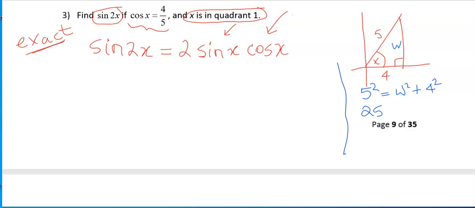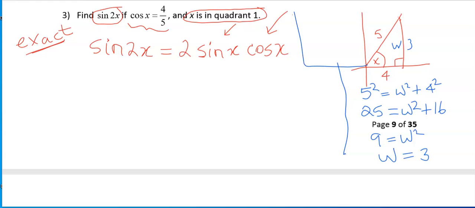You're going to have 25 equals w squared plus 16. You bring it over and you're going to get a 9. 9 equals w squared. You take the square root and look at that. No radical involved here. W is equal to 3. And because that side is actually going upward from the x-axis, it's positive 3 right there. Now you can see what the sine of angle x is. Let me just put that right here somewhere. The sine of angle x is equal to the opposite over the hypotenuse. So in our case, that's going to be 3 over 5.